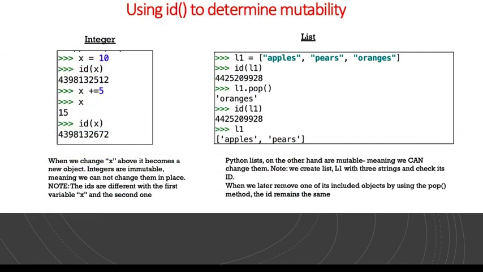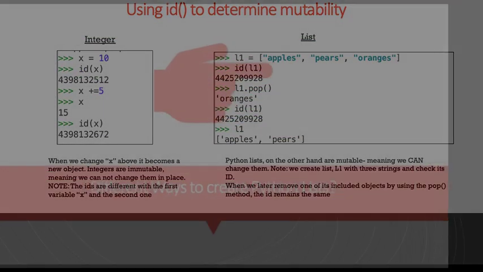Then on the right-hand side, I have a list: apples, pears, and oranges. When I do an id against lists, I get a particular number. Then when I pop that list, it removes oranges, and I perform the id method again, feeding it L1, and you see that the numbers are exactly the same. So even though I have changed the content of the list, since lists are mutable, we have the exact same id, regardless of what's in this list.